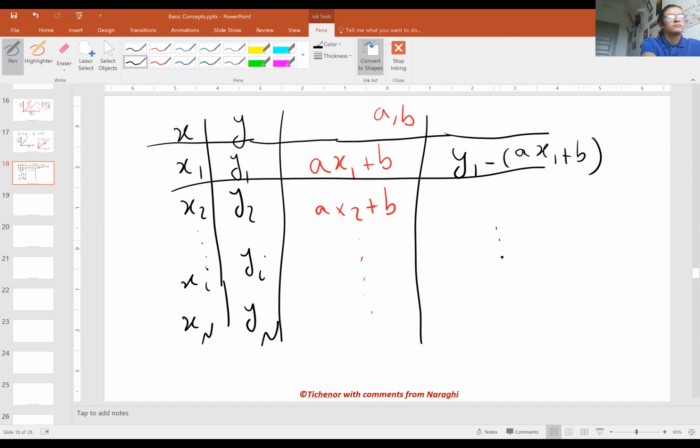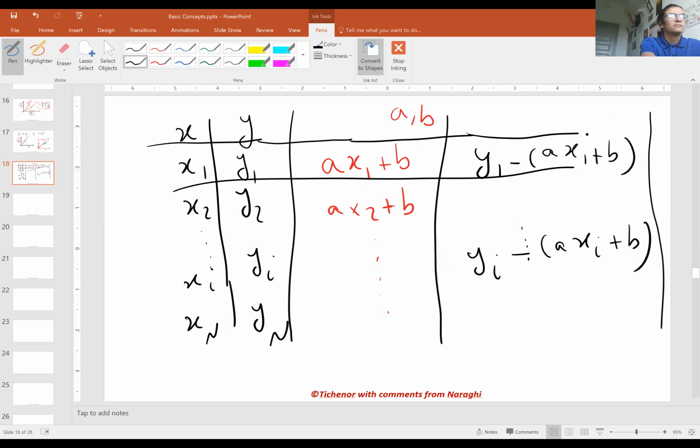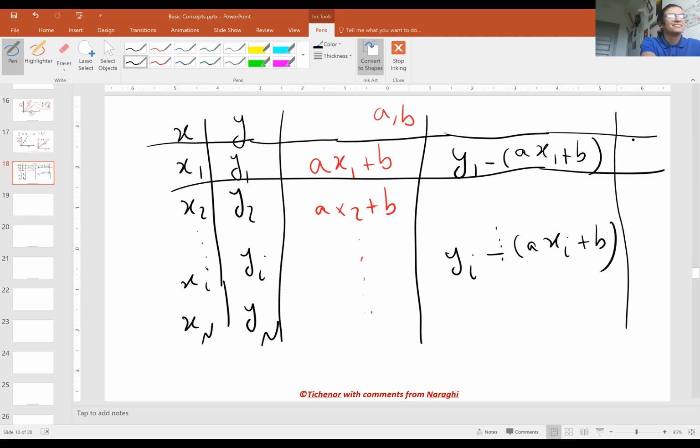And I can do it for all of them, including the ith one. If I'm very lucky, the a and b that I choose will give me a 0 error here, a 0 error here, and a 0 error in all of them. But I'm not lucky, or at least I don't count on luck that much. So the error, let's call this d1 and di. In general, is d1 or di positive or negative?